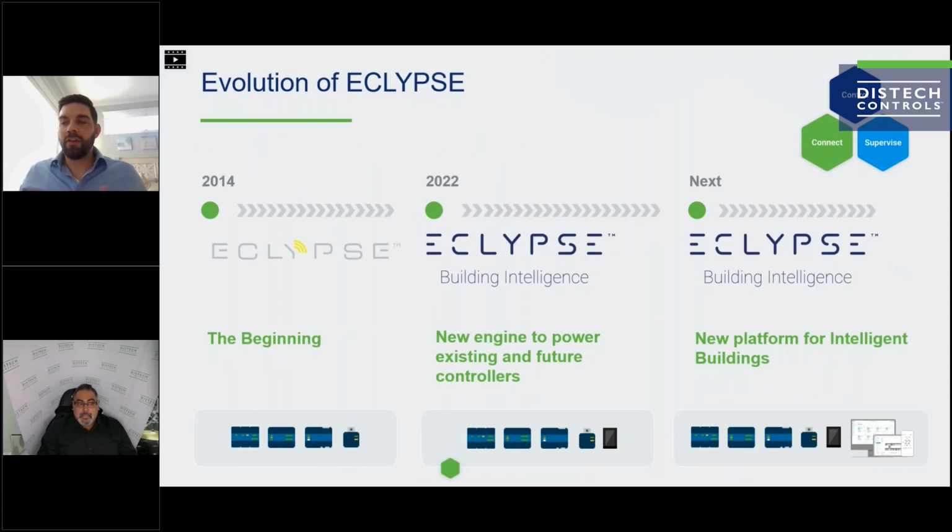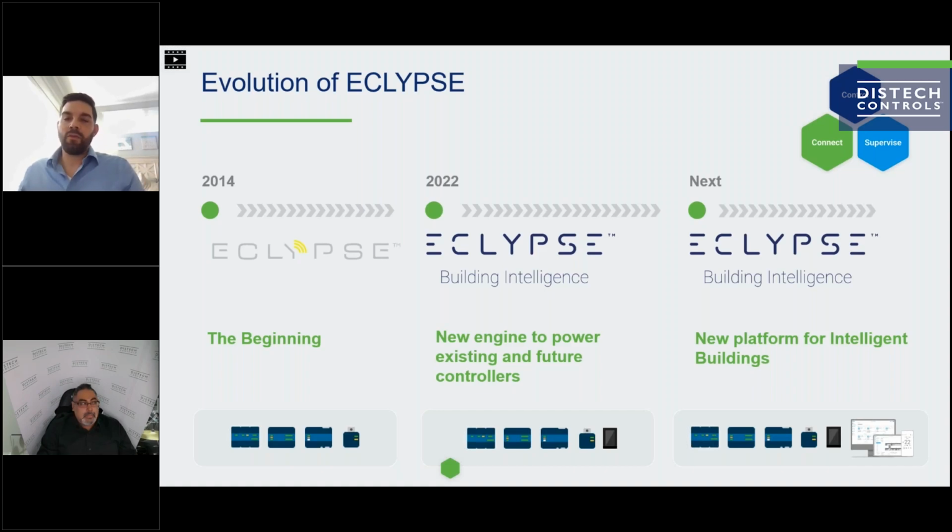If we, through that lens, look at the roadmap for ECLYPSE, we started with a basic controller platform in 2014. But at the time, it was revolutionary in that it was the first full IP-based BMS control line, which had a BACnet API and a RESTful API. And now in 2022, moving into 2023, we've started the next generation of ECLYPSE, a new engine to power existing and our future controllers that we release. And starting with the Apex, really focusing on that connectivity between the IT and OT. We'll talk about that more as we move through the presentation.